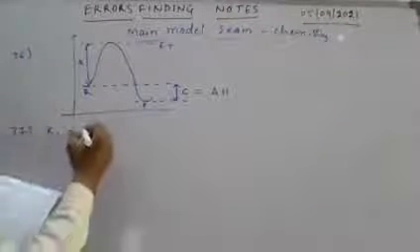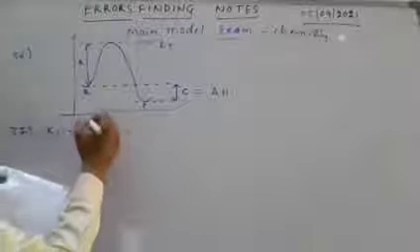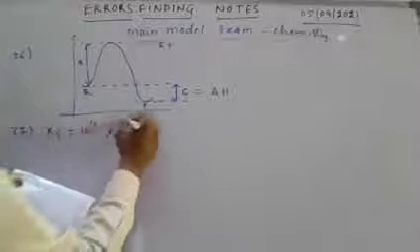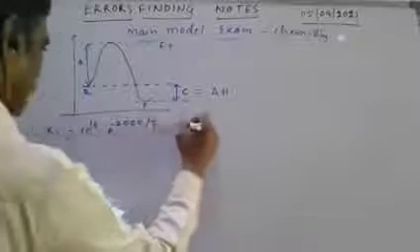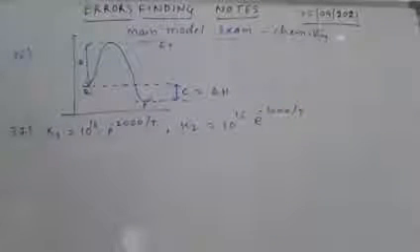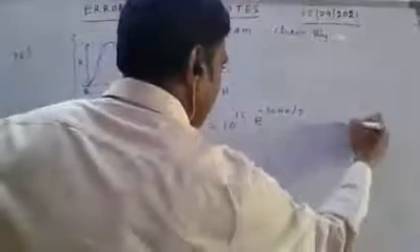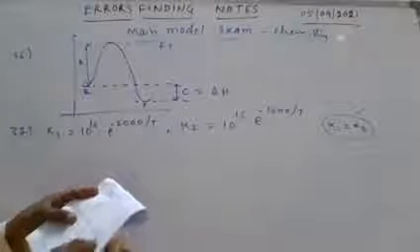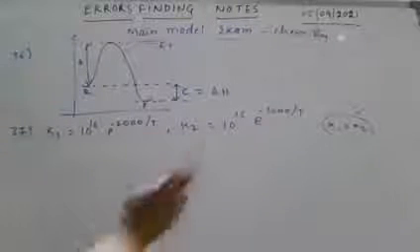Question number 37. Here the rate constant expressions K1 and K2 at two different temperatures are given: K1 is 10 to the power 16 into e to the power minus 2000 by T, and K2 is 10 to the power 15 into e to the power minus 1000 by T. One more relation is given in the question: K1 is equal to K2. Find the temperature at which K1 equals K2.